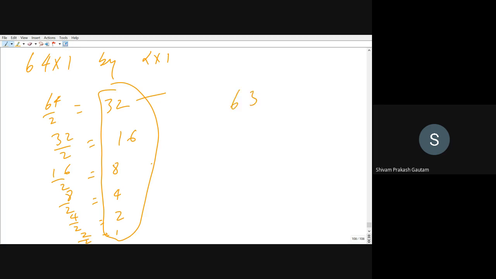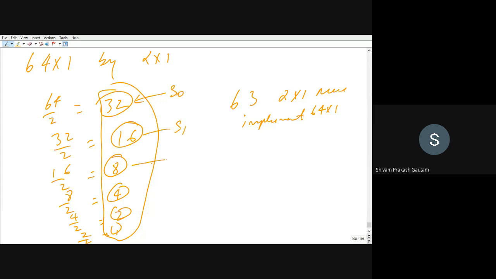So we will require 63 2 cross 1 muxes to implement a 64 cross 1 mux. In the first stage you will have 32 2 cross 1 muxes, in the second stage 16, then 8, then 4, then 2, then 1. The select lines will be S0, S1, S2, S3, S4, and then S5, flowing through the stages. So you can implement any higher order mux by using lower order muxes.